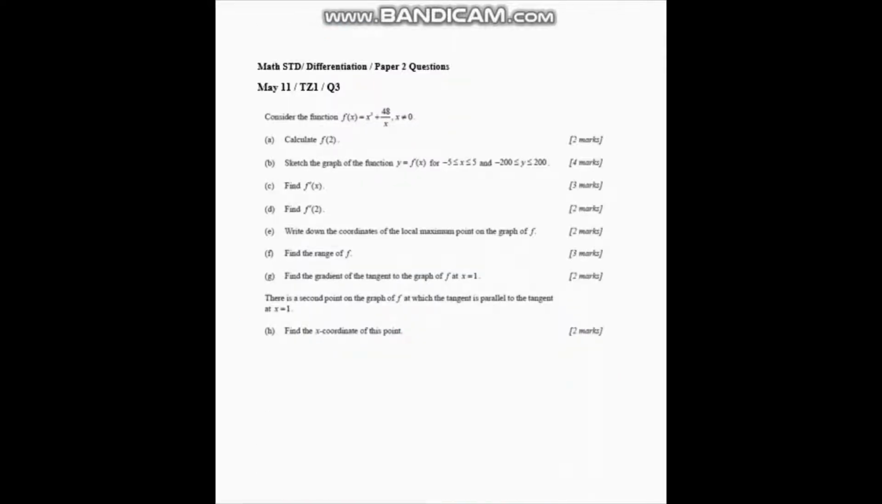Next, you are required to find f dash of 2. Now this is interesting. There are two ways to do so, either by plugging 2 into f dash of x or using the GDC. So a nice way to check whether f dash of x is correct or wrong is by doing it both ways and making sure that the answers are the same.